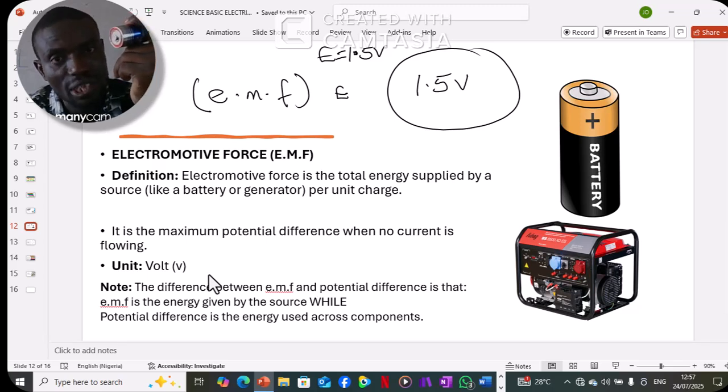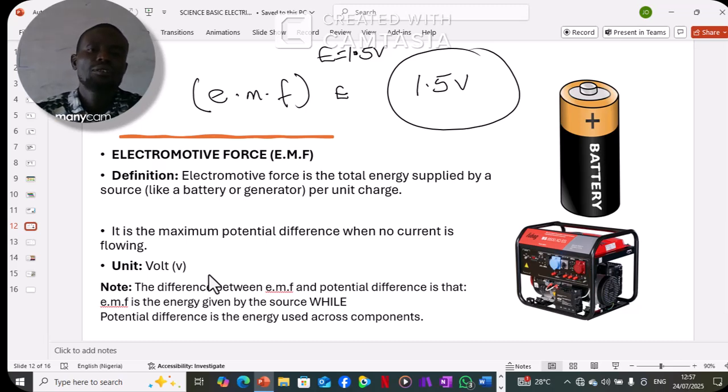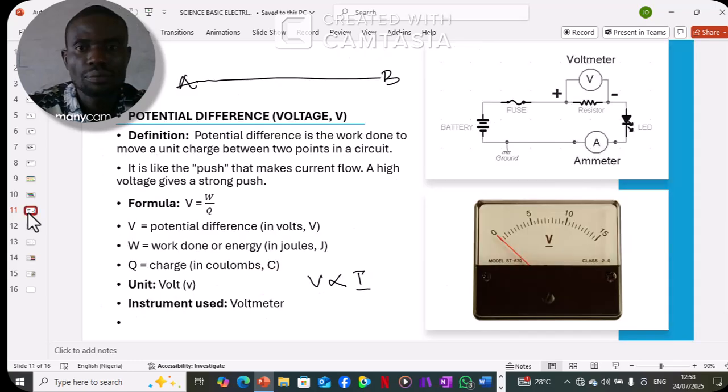It becomes potential difference. Now note the difference between EMF and potential difference: EMF is energy given by the source, while potential difference is energy used across the components. Let me show you something from this diagram, from this circuit. Look at this circuit.